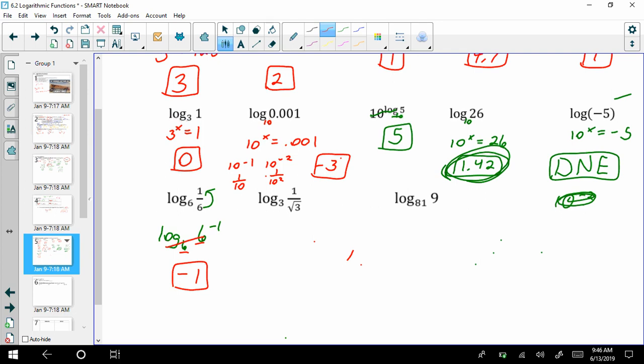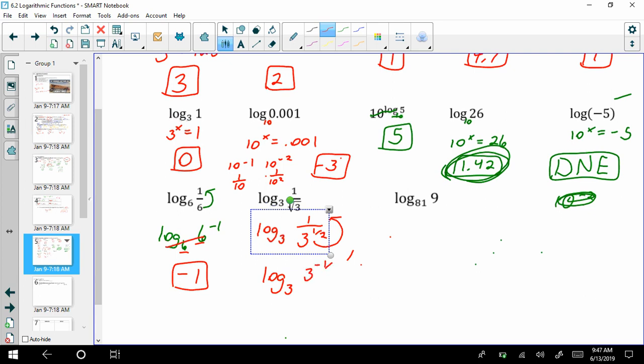What about the next one? Well, there's a radical. I don't like that radical, so let's rewrite it first. That's the same as 3 to the 1/2. I'm going to bring it up.